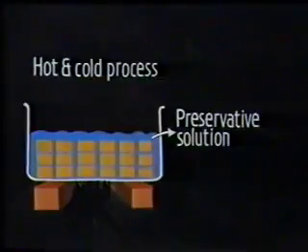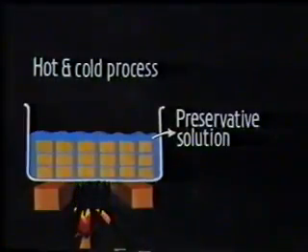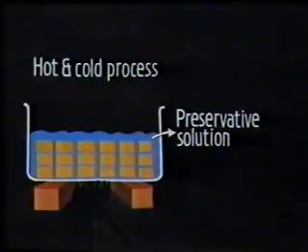In the hot and cold process, the timber is kept submerged in the preservative solution and heated to maintain a temperature of about 90 degrees centigrade. After a suitable period of heating, it is allowed to cool. Heating removes moisture and entrapped air, resulting in a larger absorption during cooling.